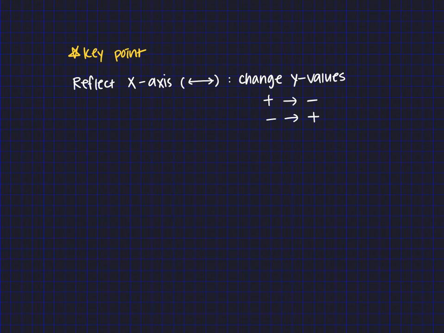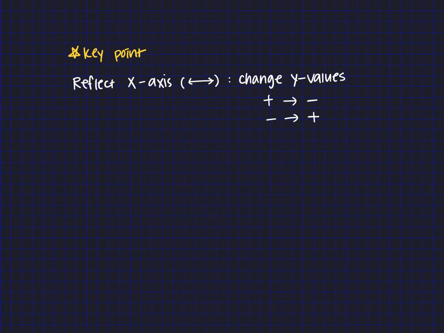So the key point of this lesson is this. If you are reflecting a figure into the x-axis, which is the horizontal line, you're only going to change the y values. And like I said, they're going to be the opposite values. So if they were positive numbers, they're going to change into negative. If it was a negative number, it's going to change into a positive number.